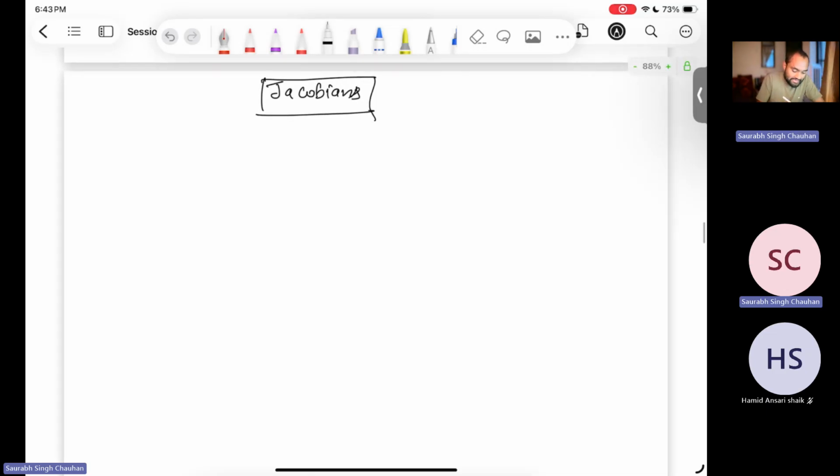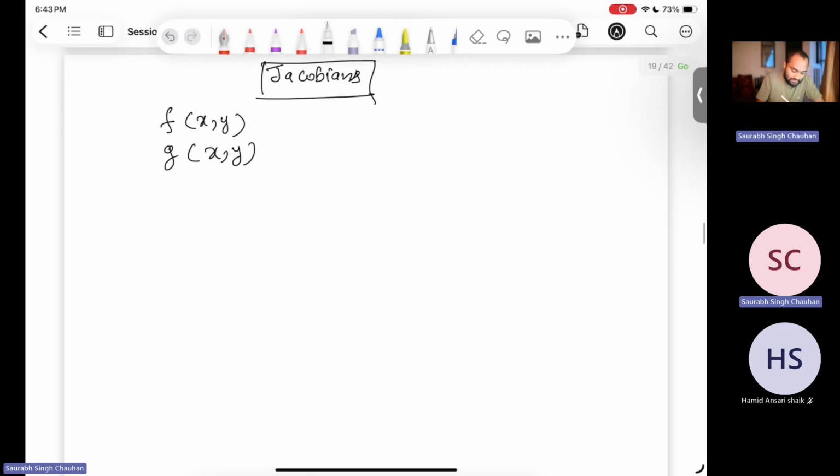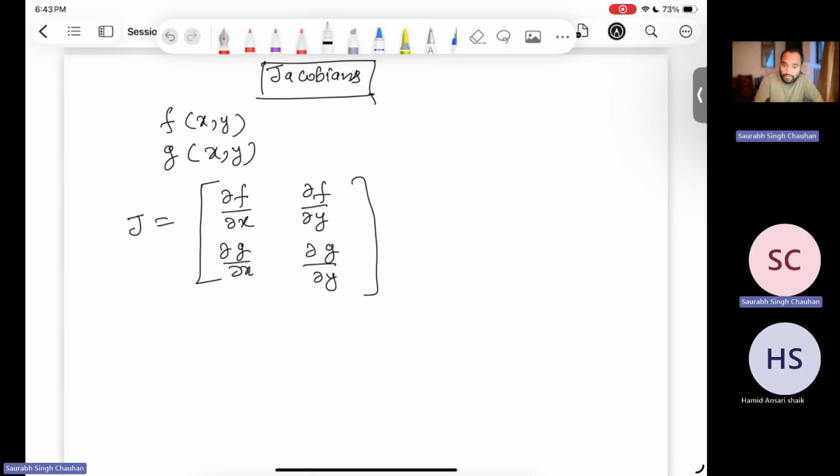Let us say you have a function f that is a function of x and y, and another function g that is again a function of x and y. Then the Jacobian matrix is defined as the partial derivative of f with respect to x, the partial derivative of f with respect to y, the partial derivative of g with respect to x, and the partial derivative of g with respect to y. These Jacobians are very useful.